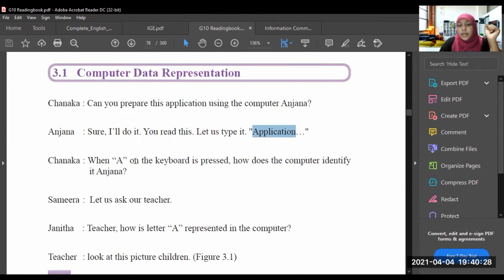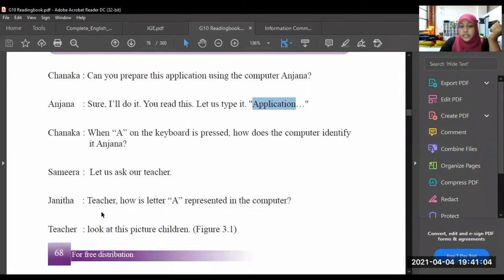Chanaka says, when A on the keyboard is pressed, how does the computer identify it, Anjana? You should know that when you enter each number or each letter, each symbol into the computer, it is represented differently, or the computer identifies it differently. It doesn't identify as the human understands. So Samira says, okay, let us ask our teacher. Teacher, how is letter A represented in the computer?